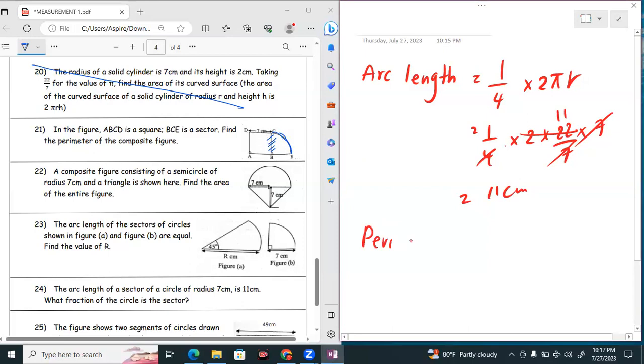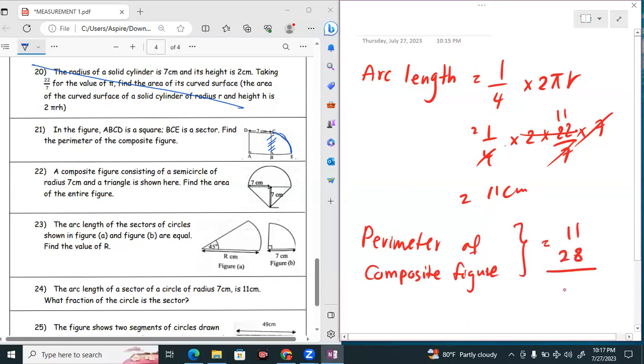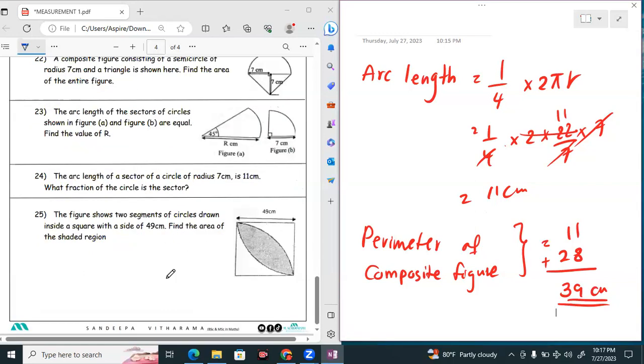That means perimeter of composite figure is 11 added to 28. Then the answer is 39 centimeters. I think you should have got this answer, no? Did you get this answer?